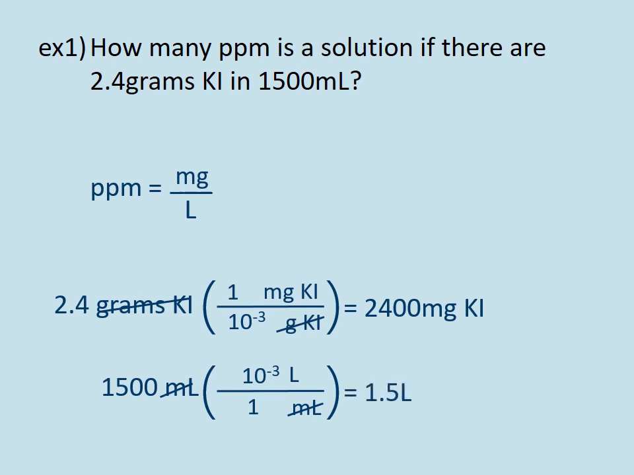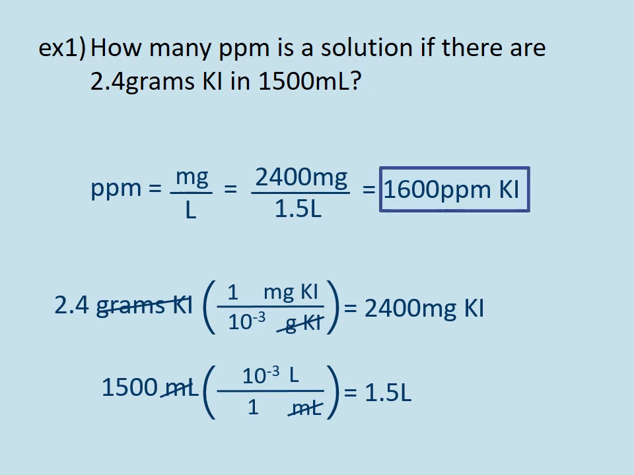So I will substitute these numbers into my equation, punch it into my calculator, and I get 1,600 parts per million potassium iodide.